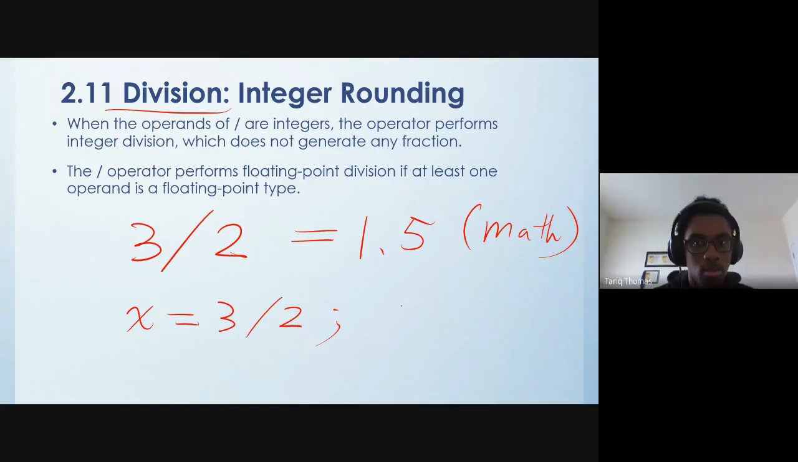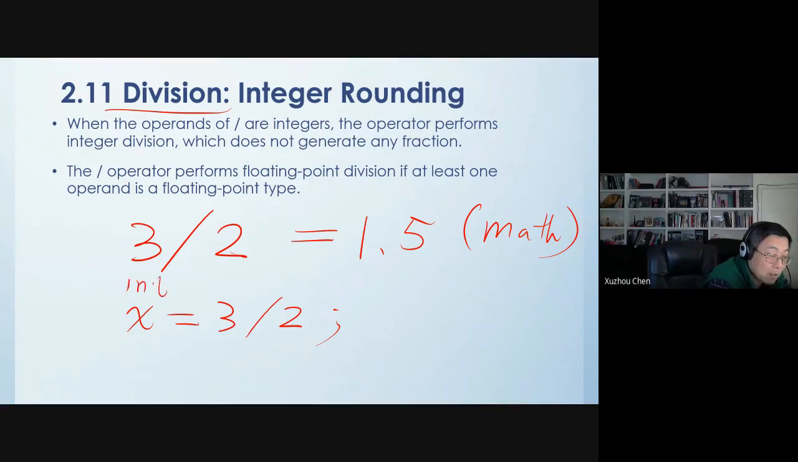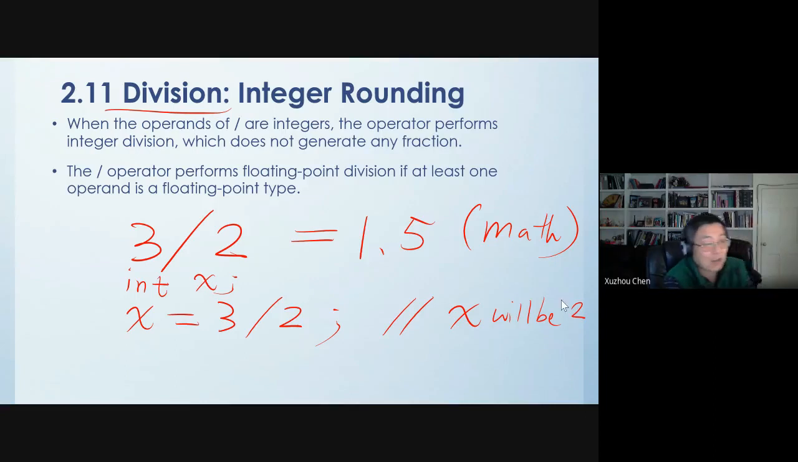X will be 1.5. Now if I declare x as an integer, actually x will be... surprise, right? Now this is actually how Java, not just Java, maybe most of the other languages, work.